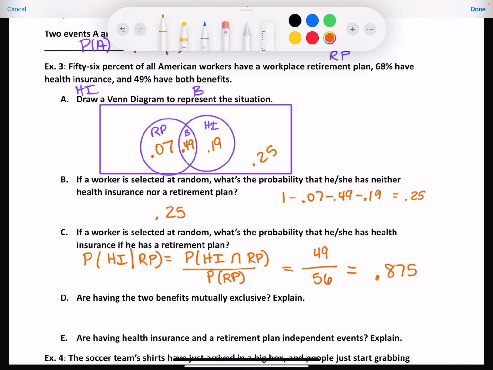So if there's ever overlap, they can't be mutually exclusive. Is there overlap? So no. Okay. If there's ever something in that middle part of the two circles, there's an overlap. So if they're telling us to draw a Venn diagram, and then it asks us this question, we can just say no, there's no overlap, or there's overlap. Yeah, there's overlap. 49% have both. If even 1% has both, they're still not mutually exclusive. Okay. So this is kind of like correlation, not causation.